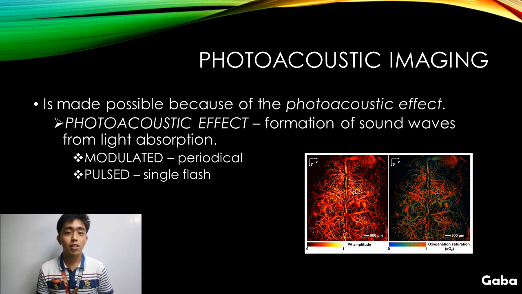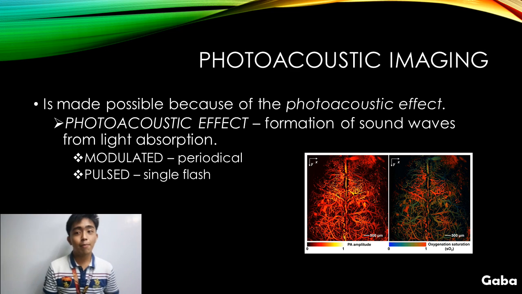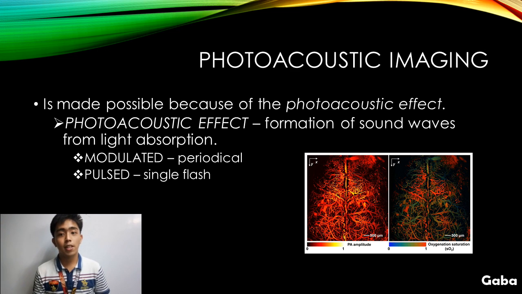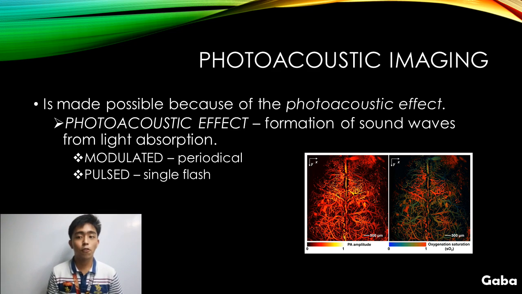So it can happen in two ways. The first way is when it happens through a periodic pulsing of light. When it happens through that form, it is also known as the modulated photoacoustic effect. And it can also happen in a second way, which is through a single flash of light. When it happens through a single flash of light, it will be known as the pulsed photoacoustic effect.